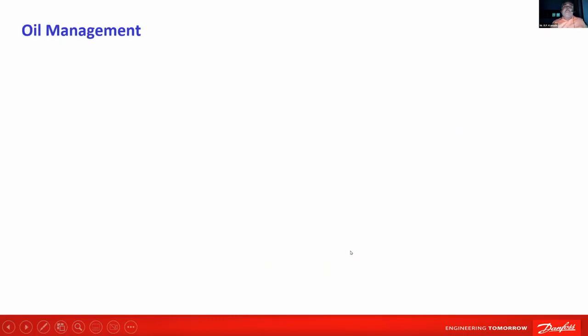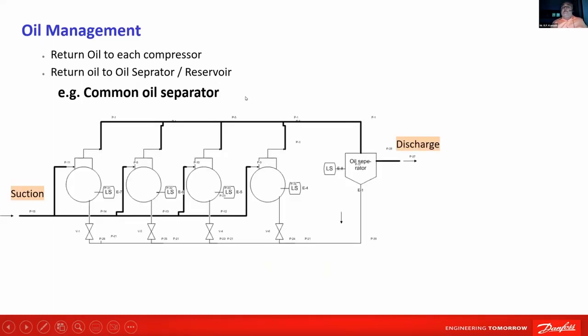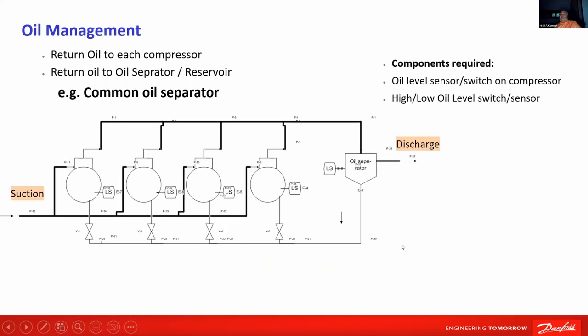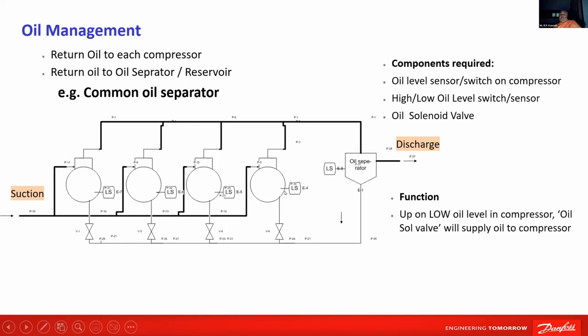Oil management. What I'm showing is one with a common oil separator. Now here, what are the components required? You require an oil sensor on the compressor to know whether it has oil, what level it has, and a high-low oil switch or sensor on the oil separator. Then oil solenoid valve. How it functions: upon low oil level in the compressor, the solenoid valve will open and allow oil to pass into that compressor, individually for each compressor. If there is a low oil level in the oil separator, it will trigger an oil recovery cycle. I cannot explain it in this diagram, but then it brings back oil.